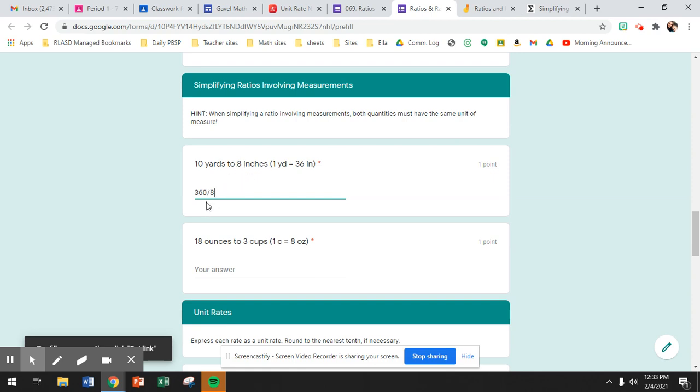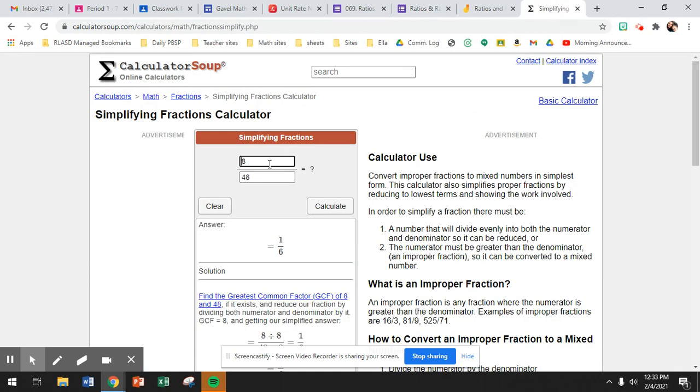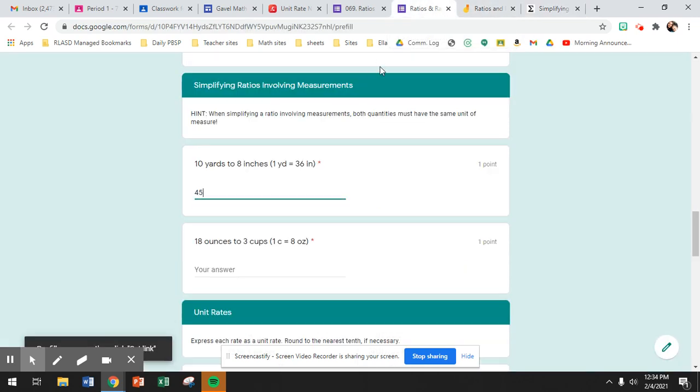Again, this can be made smaller. So do 360 ABC 8, enter. The answer is 45. But we want to make 45, which is a whole number, a fraction, so we're going to put it over a 1. Any whole number you want to be a fraction, you'll put over a 1.